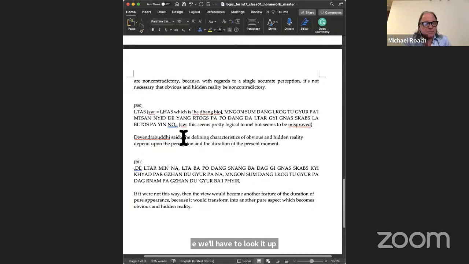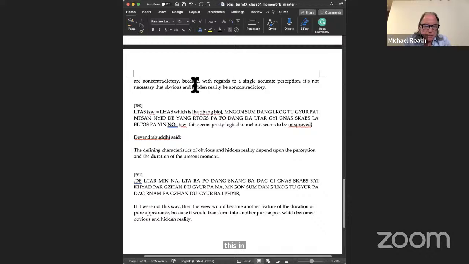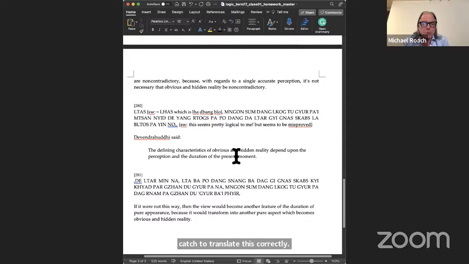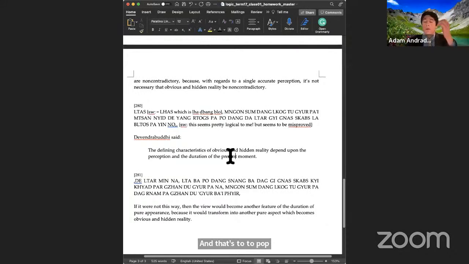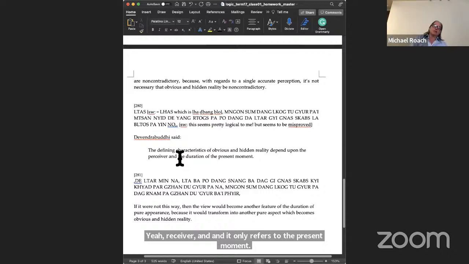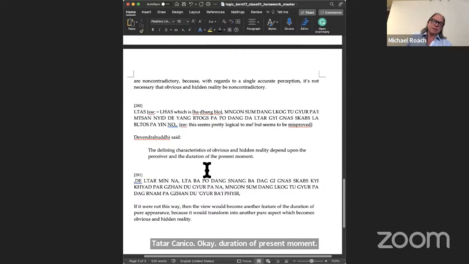Yeah, and this is very. Let me see. Defining as obvious, hidden reality depend upon perception. There's one crucial syllable here that you have to catch to translate this correctly. And that's topapo, the po. And how does that change the perception? Now it's the perceiver. And it only refers to the present moment. Tatar kinnika. Duration of present moment, or the context, you could say that.